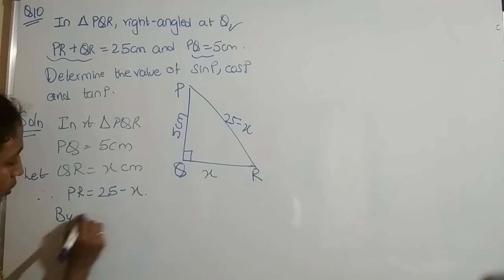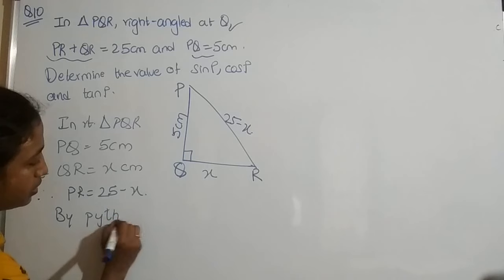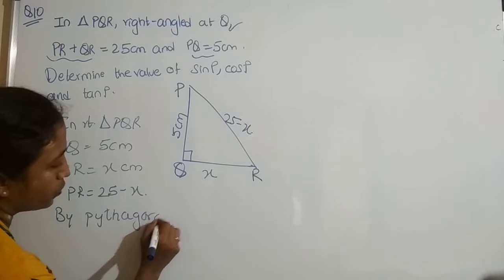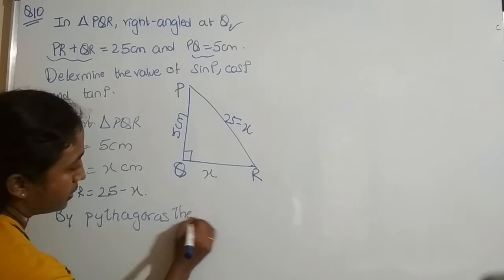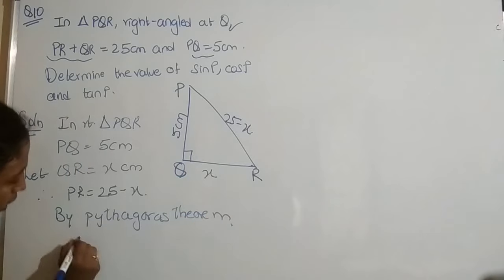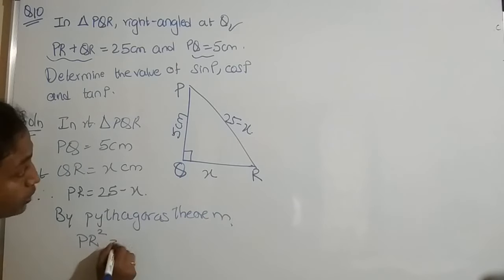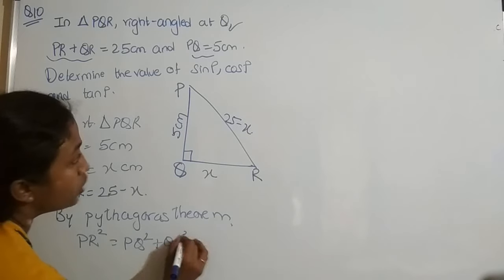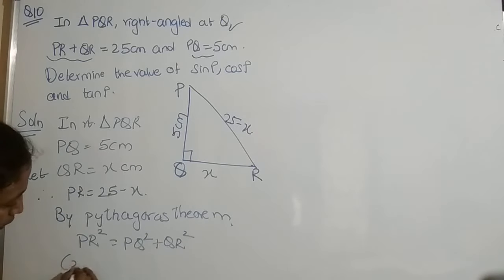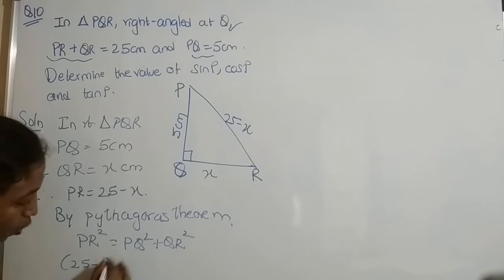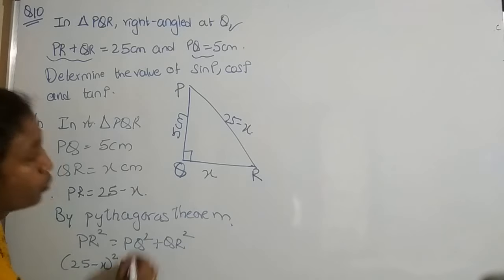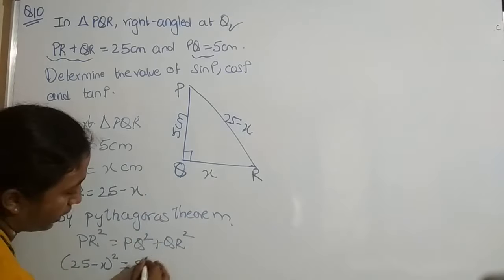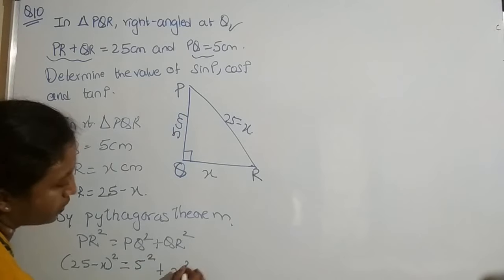We will apply the Pythagoras theorem. By Pythagoras theorem, we know hypotenuse square equals one side square plus other side square. So here we will take PR square equals PQ square plus QR square, students. PR square is 25 minus x the whole square, equals PQ square, which is 5 square, plus QR square, which is x square.